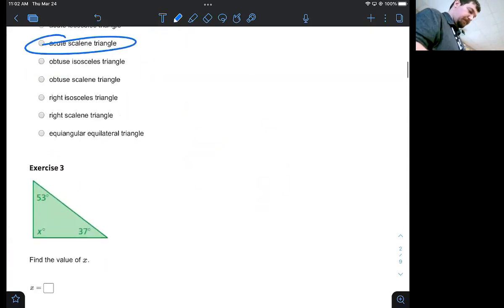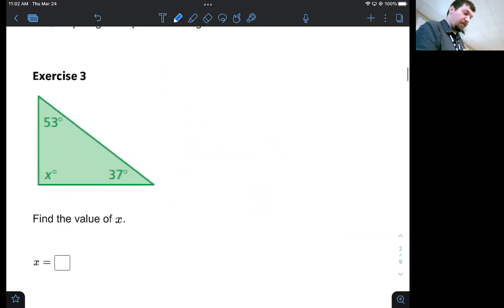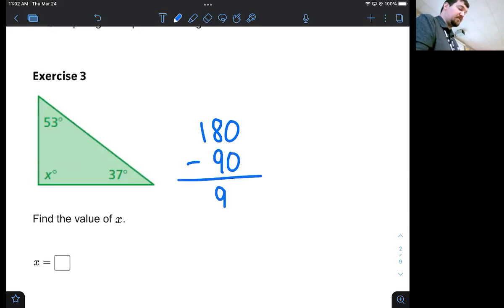Number three. Start off with 180 minus, and then the two angles. So again, this is like what we did on the triangle worksheet, the problems we were solving for that missing angle. There's a few problems that were like this. So 180 minus 53 and 37. What does that add up to? 90. So I'm going to do 180 minus 90, and 180 minus 90 is 90. So this missing angle, go ahead and put X equals 90. So it's a right triangle, yes.